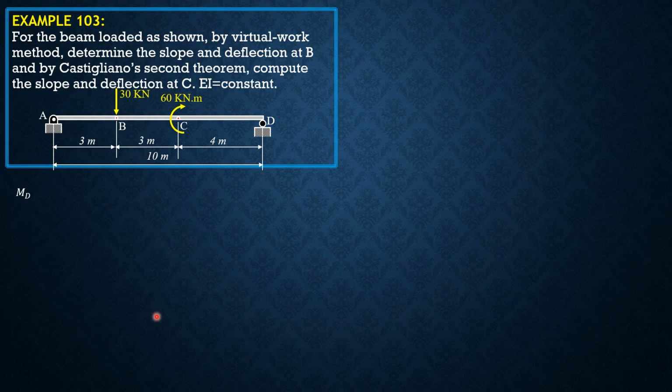Summation of moment at D equals 0: AY times 10 plus 60 equals 30 times 7, or minus 30 times 7. So AY is equal to 15 kilonewtons. If AY is equal to 15 kilonewtons, then summation of forces in Y, RD is also 15 kilonewtons.